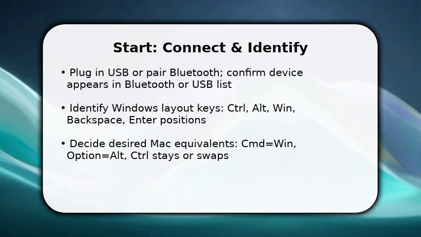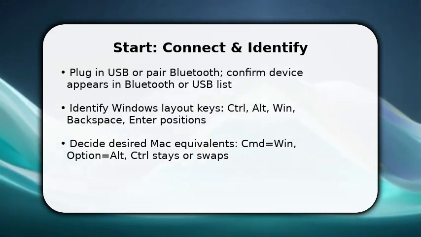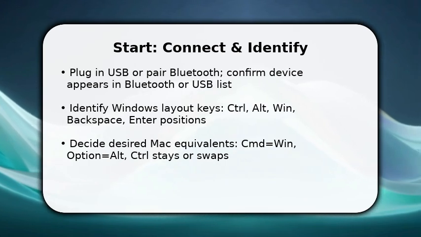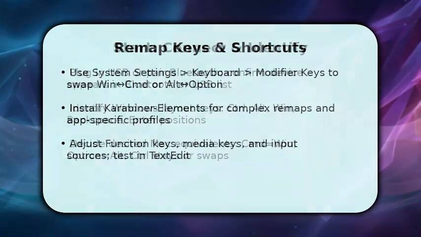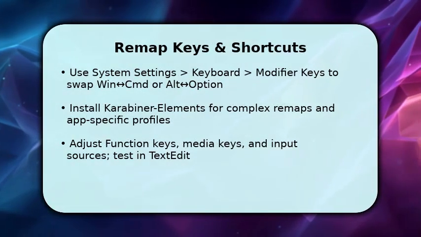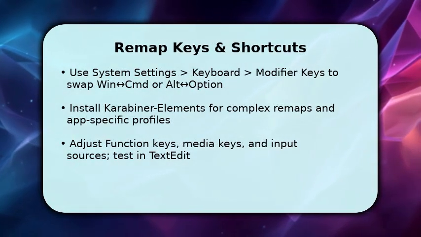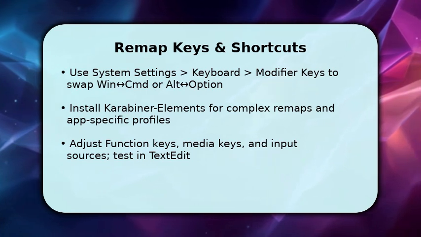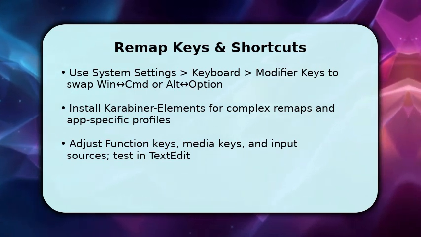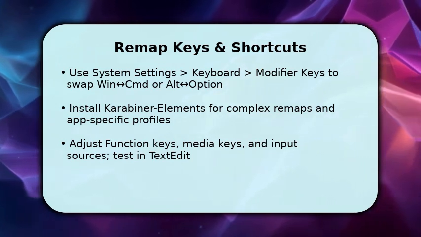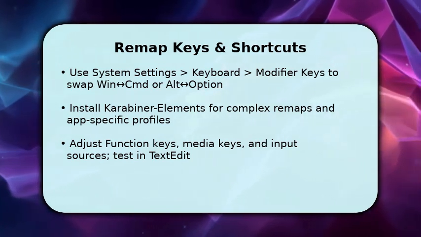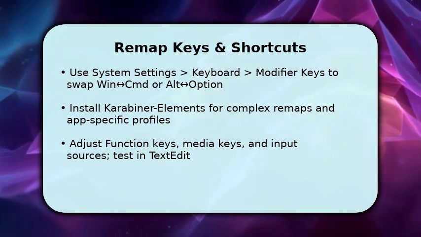Save time. Don't change layouts later without noting your selection. Once you've chosen mappings, open System Settings and set modifier keys for that keyboard. This handles basic swaps like Win to Command. For complex or per-app behavior, install Karabiner-Elements and create a profile that remaps keys, layers, and function key behavior. Make sure to enable accessibility permissions. Also update input sources so special characters match.